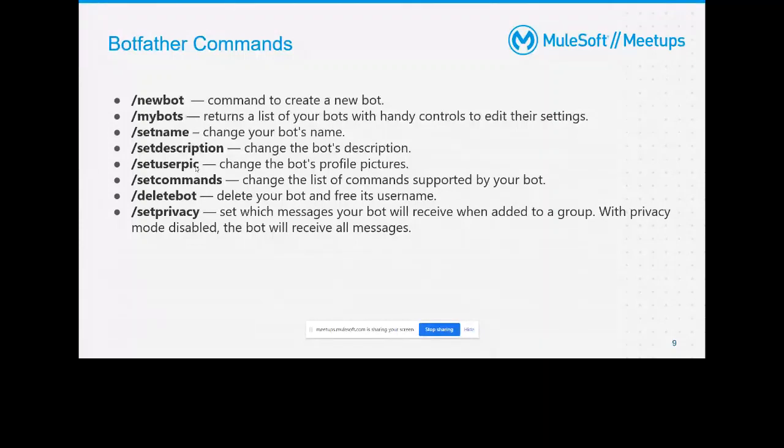And we have a command called set privacy. This is a very important command. It allows us to set which messages your bot will receive when we add it to a group. With privacy mode disabled, the bot will receive all the messages, or else, if the mode is enabled, it will receive only those messages which start with a forward slash.